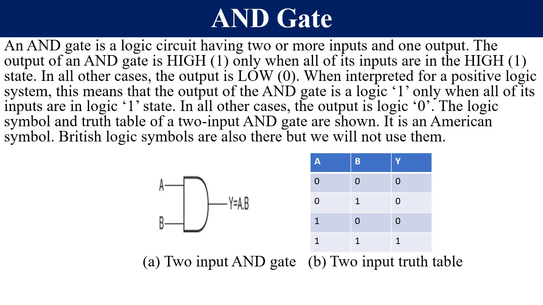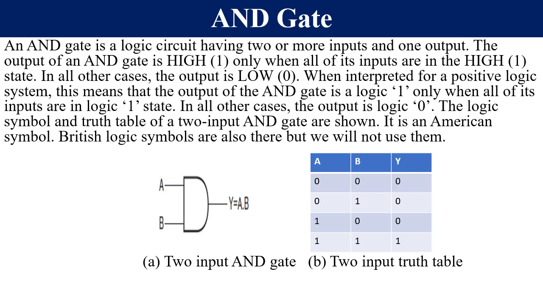For example, if A is 0 and B is 0, that is the same as saying switch A is off and switch B is off, which means the light will be off, and we are representing low or off by zeros. If A is off and B is on, which is a 1, the lamp Y will not light, hence our output will be 0.